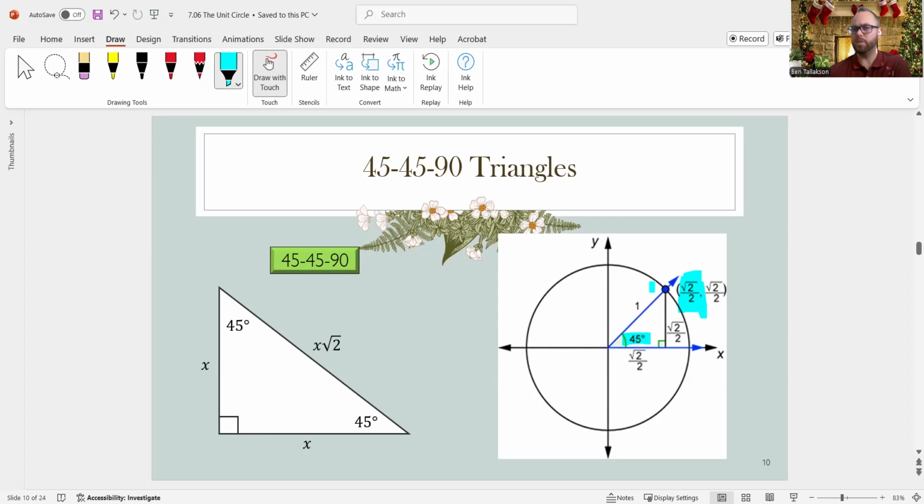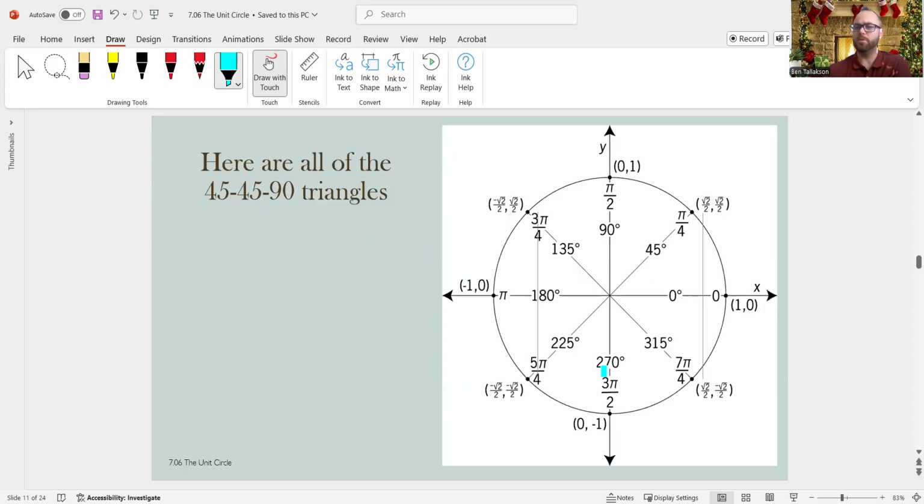Well, here we only see one in quadrant 1. We also know it's a 45-degree angle, so there's going to be 4. Okay? Take a quick look. Here's the 45 degrees, right? Here's the right angle. Well, if you continue to draw that line down, and I think these lines are out of place. There they are. Let's get that a little more lined up.